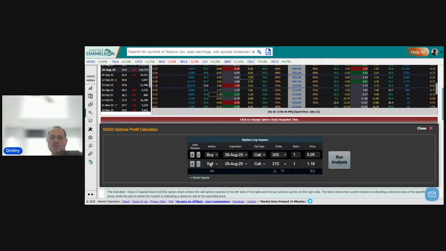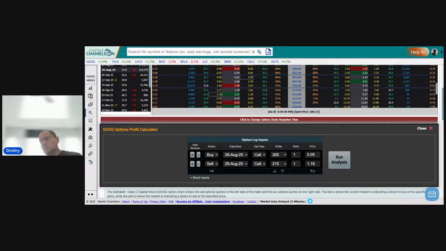And now you see it lines up. Sell August 29, 215 call for $1.18, which is the bid price. Again, you could change these, but let's leave it at these displayed prices. And we have this strategy now that we're considering. It's either a trade or investment you're considering doing, and we could run these prices to see what it would cost.